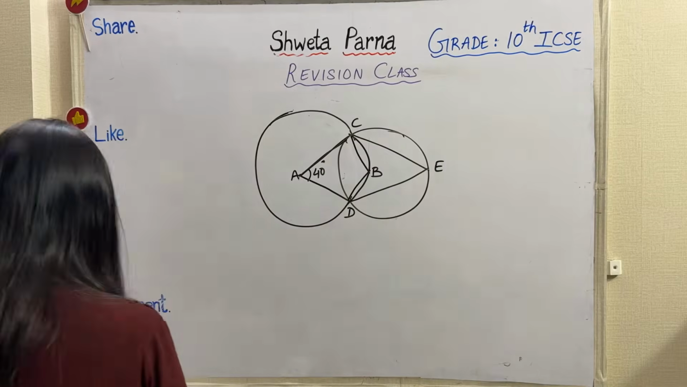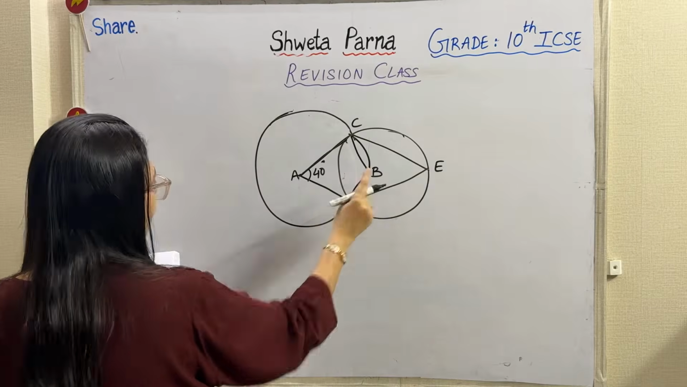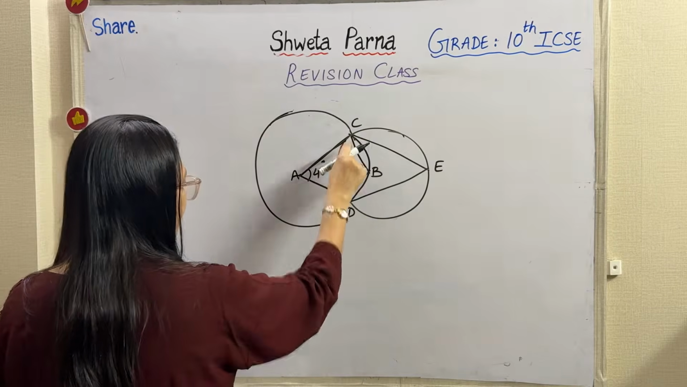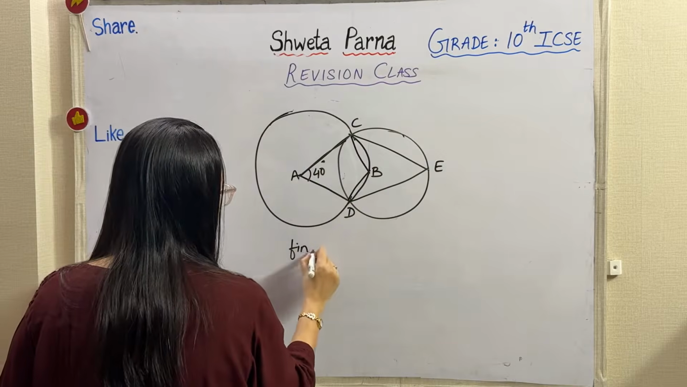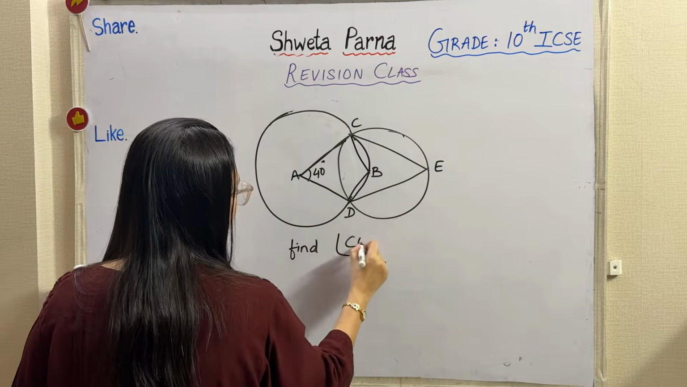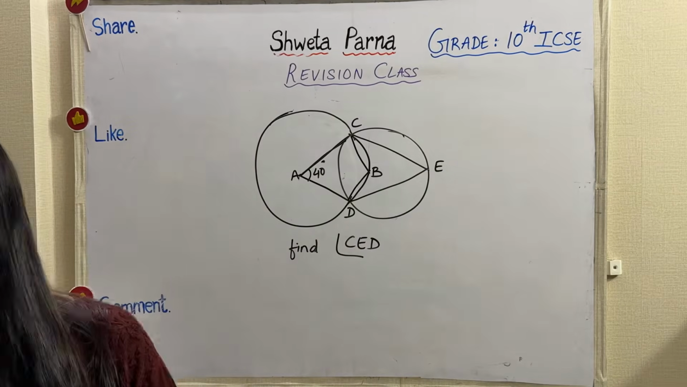So there are two circles with center A and center B, and they intersect at the point C and at the point D. You have to find the measure of angle CED. Come on, solve it.